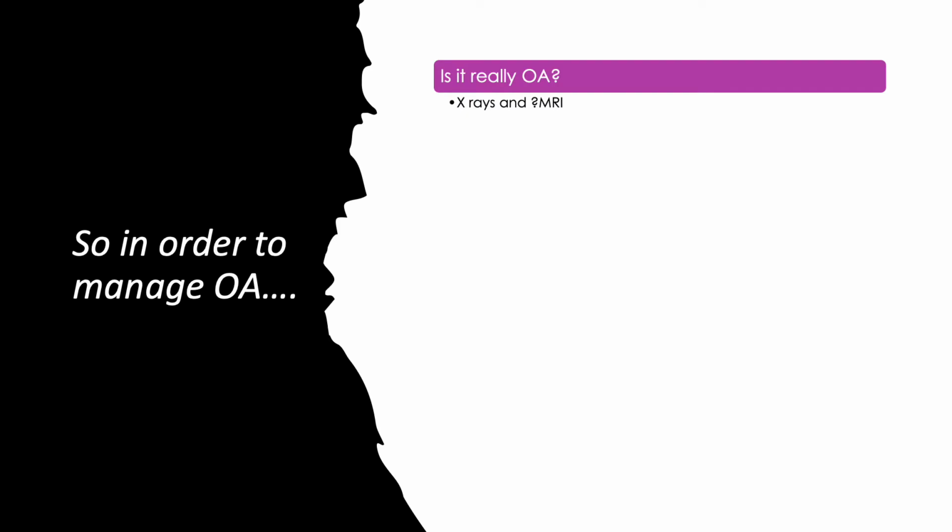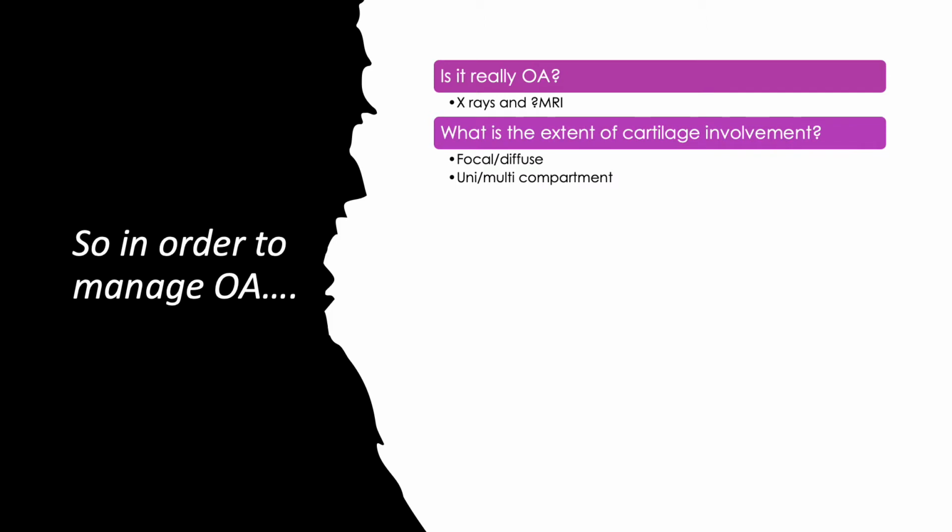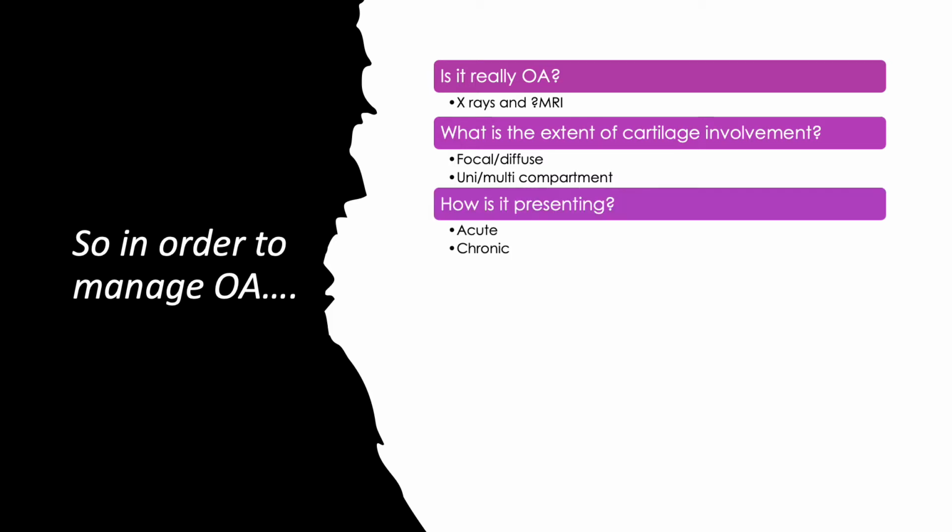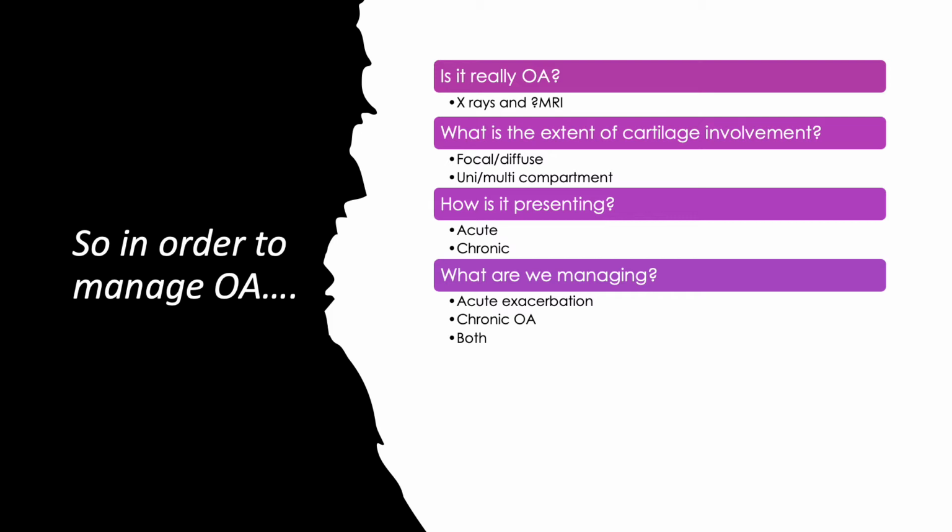So in order to manage osteoarthritis, we need to determine if it is truly osteoarthritis through X-rays and MRI, determine what the extent of cartilage involvement is, whether it is focal or diffuse, if it is unicompartmental or multi-compartmental, and determine how it is presenting, whether as acute disease, chronic disease, or acute on chronic disease. Try to figure out what about the particular presentation we are trying to address. Is it the acute exacerbation of osteoarthritis, chronic osteoarthritis, or both components?